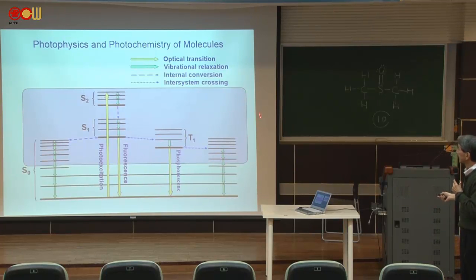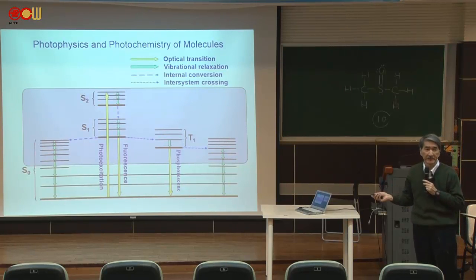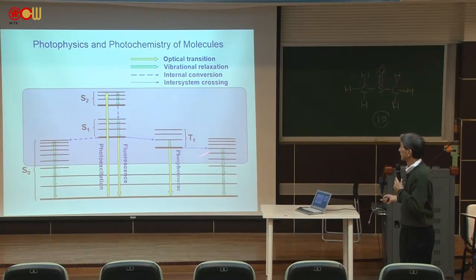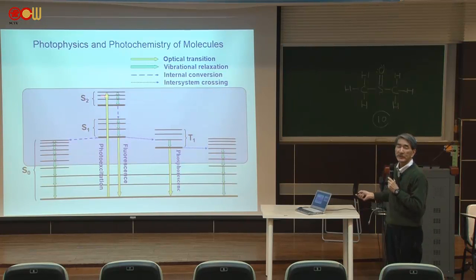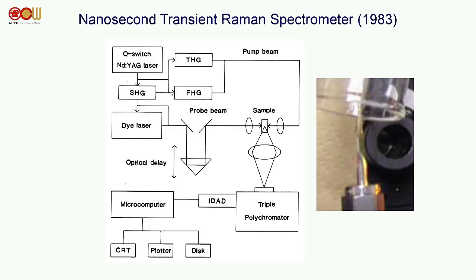And all these are the excited states. Here are the singlet excited electronic state, here are the triplet excited electronic state, and here you have the excited vibrational state in the ground state. And reaction occurs in these excited states. So we want to know what are the structures of molecules in the excited state and what is going on there. So we do time-resolved Raman spectroscopy of chemical reactions.